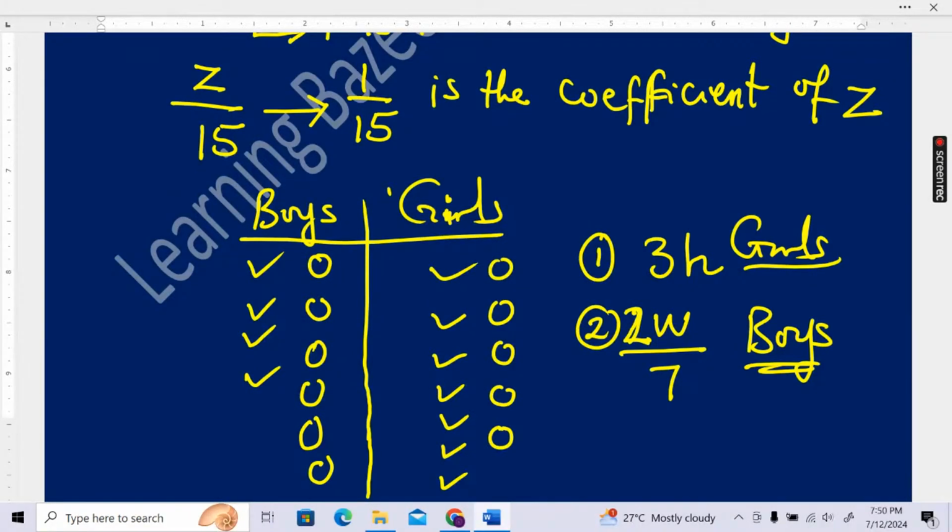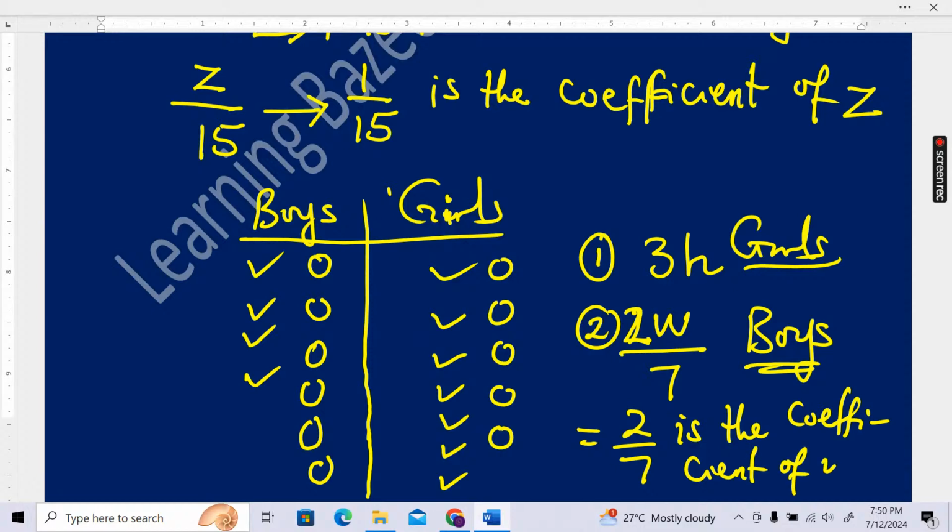So the coefficient of w in 2w over 7 is 2 over 7. I gave you the example. I told you that in z over 15, 1 over 15 is the coefficient of z. So you shouldn't throw away the denominator, because the denominator matters in the term.